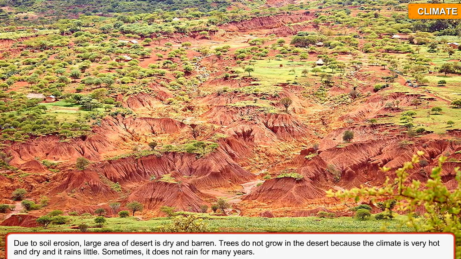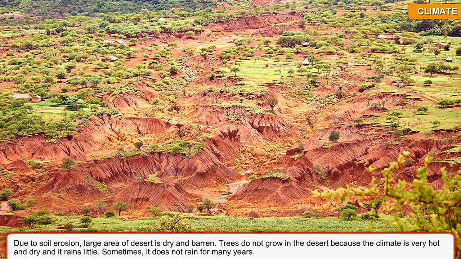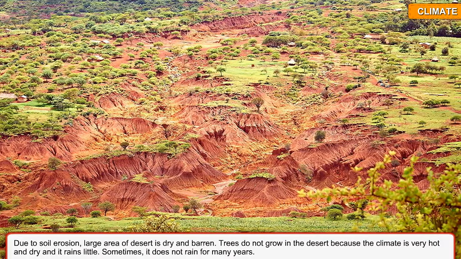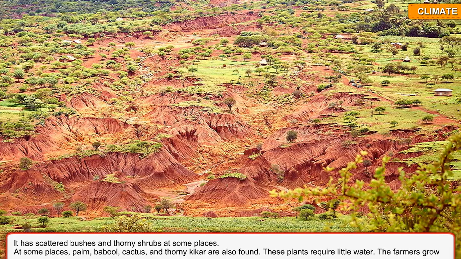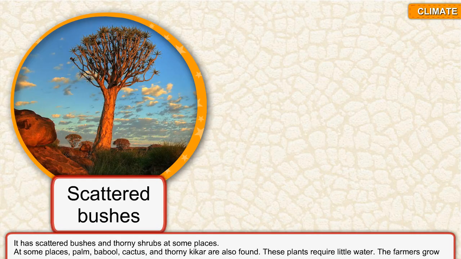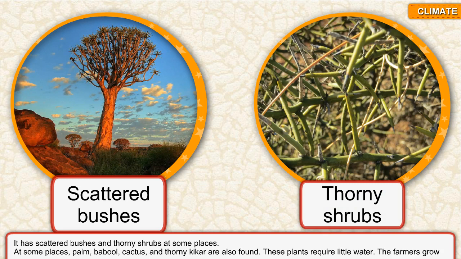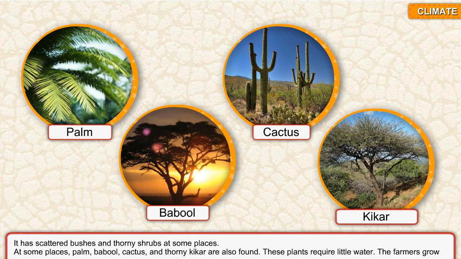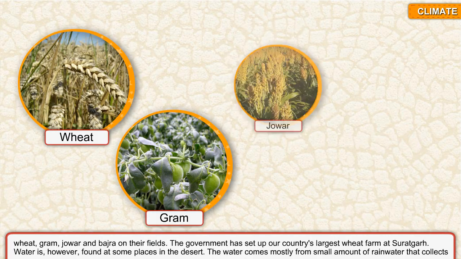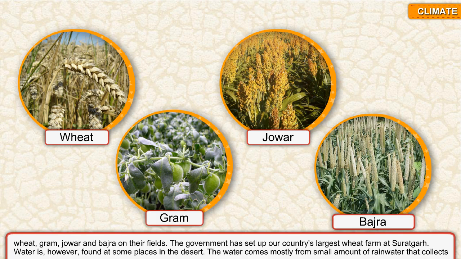Trees do not grow in the desert because the climate is very hot and dry and it rains little. Sometimes it does not rain for many years. It has scattered bushes and thorny shrubs at some places. At some places, palm, babool, cactus and thorny kikar are also found. These plants require little water. The farmers grow wheat, gram, jowar and bajra on their fields. The government has set up our country's largest wheat farm at Suratgarh.